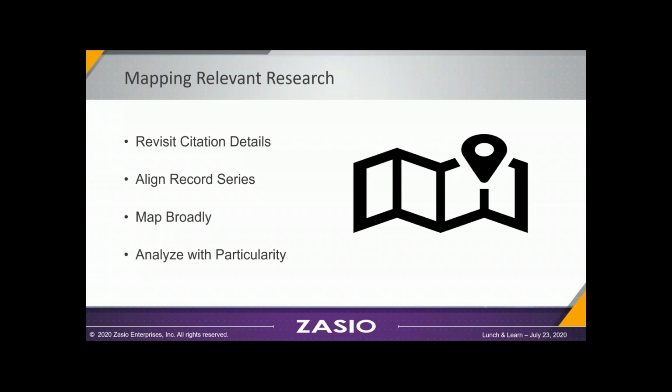Also, when you go through, that's where you're going to go ahead and align the record series. And this is a little bit theoretical right here, but keep in mind, I'm going to walk everybody through some exercises so we can talk through this with some real life examples too. So I'm just giving an introduction to these as well. We talked about mapping broadly.